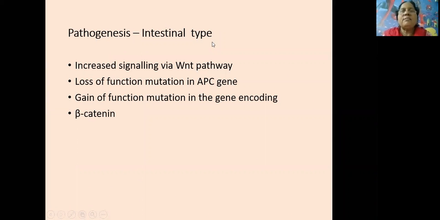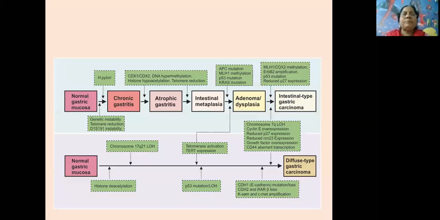Whereas for the intestinal type, it is increased signaling via the WNT pathway, and/or loss of function mutation in the APC gene, or gain of function mutation in the gene encoding beta-catenin. These can also occur. So there is the WNT pathway for the intestinal type, and E-cadherin, you remember, for the diffuse type. Loss of function mutation for the APC gene, gain of function for the beta-catenin encoding gene. So these are the things. I'm not going into details.